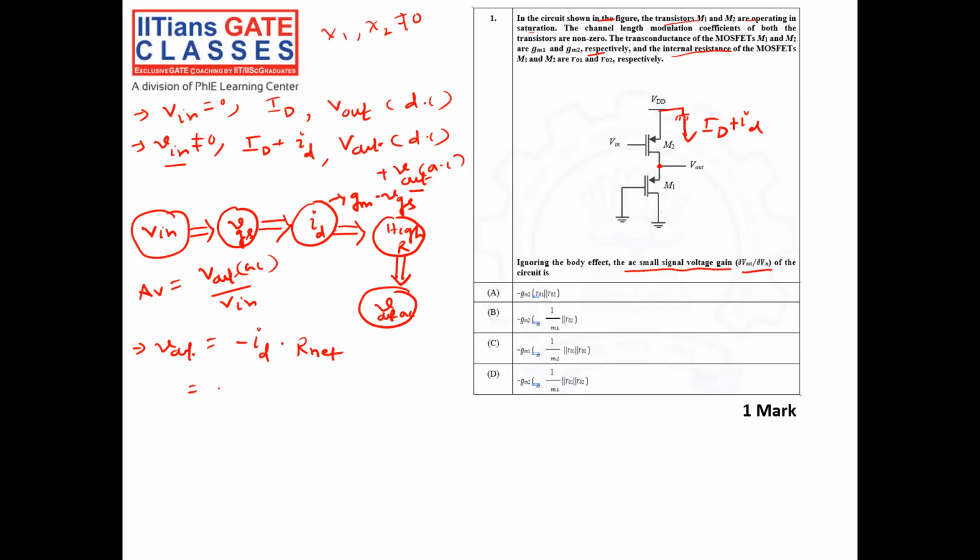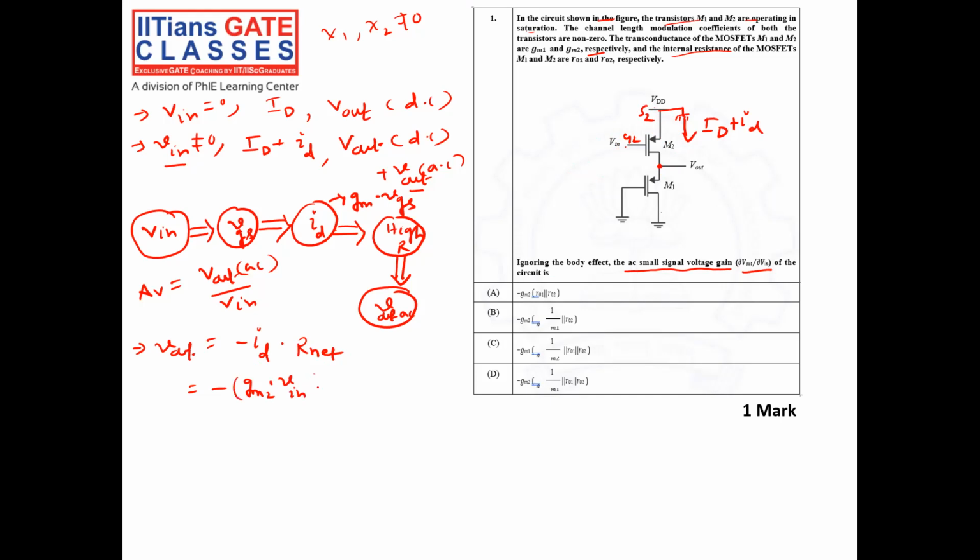If you see, minus ID is nothing but what it does. My V input is applied between the gate of transistor M2 and the source of transistor M2. So V input is nothing but VGS2, right? V in to ground is nothing but VGS2. So the current flowing through this transistor, small ID, is GM2 into V in, right?